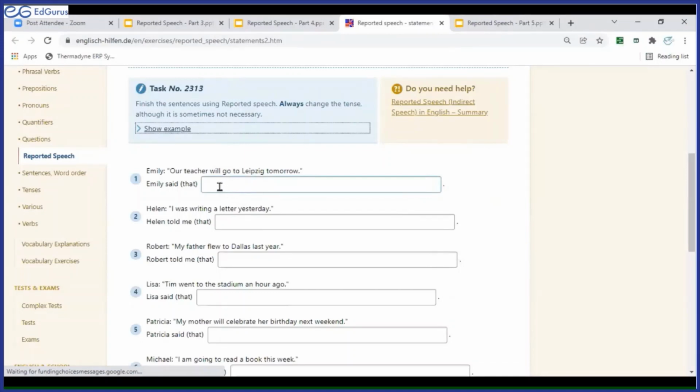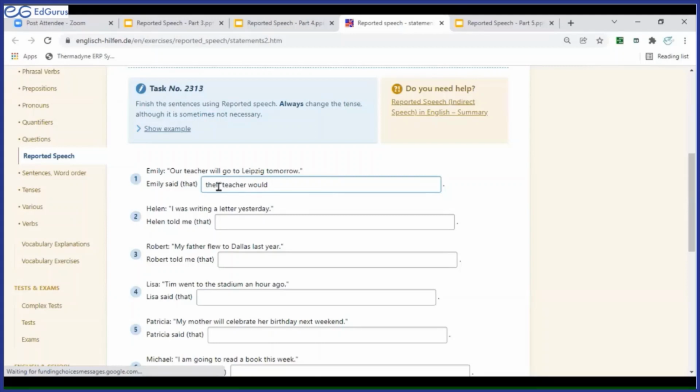Emily, our teacher will go to Leipzig tomorrow. Our teacher would go to Leipzig. Emily said that their teacher would go. Why would went to? If it is that our teacher goes to, then it could be went. When it is will go, it would be would go. Will eat, would eat. Will come, would come.